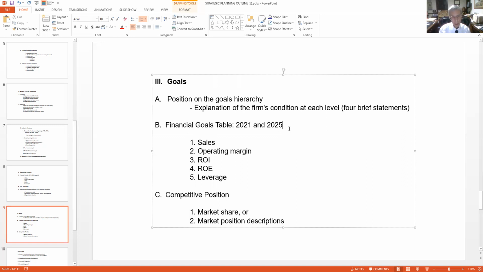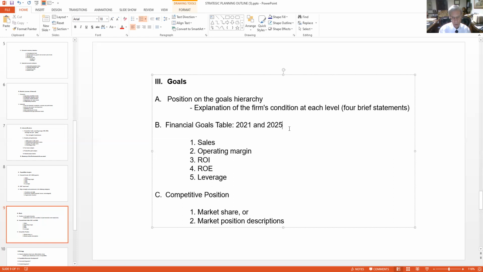By the way, I went over item A on this list, which is the goals hierarchy. And that is a very important item. I hope you remember the goals hierarchy. It's got 4 levels. First it's acceptable risk. The second is superior financial results. The third is a favorable market position. And the fourth is long-term growth. Where is your company on that hierarchy?